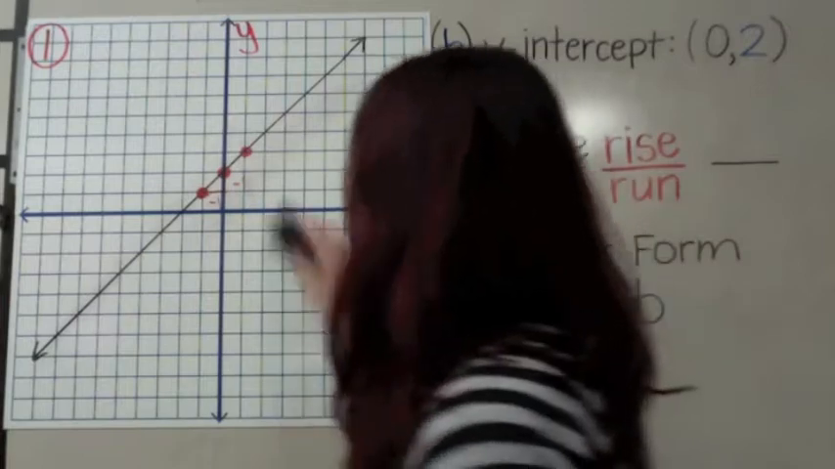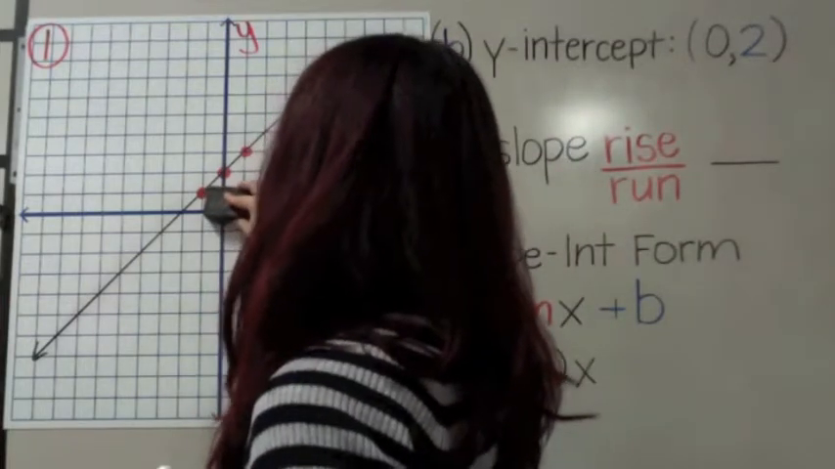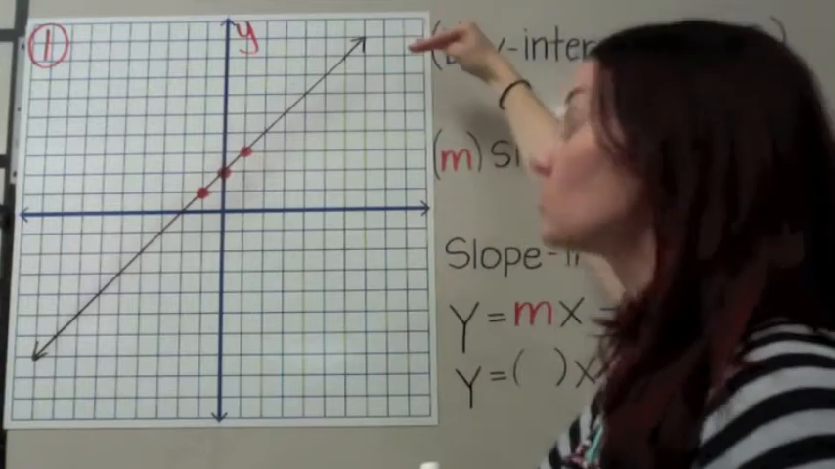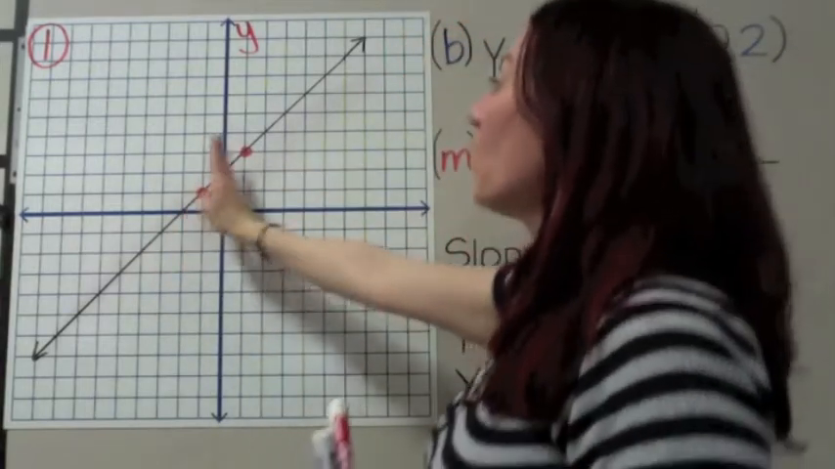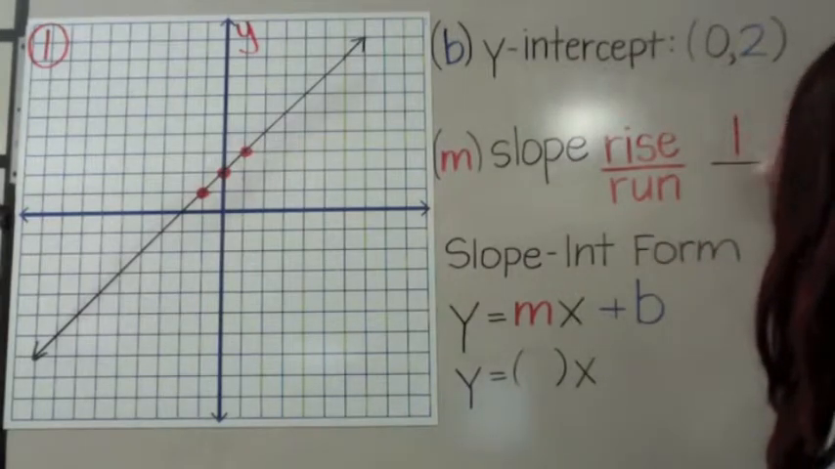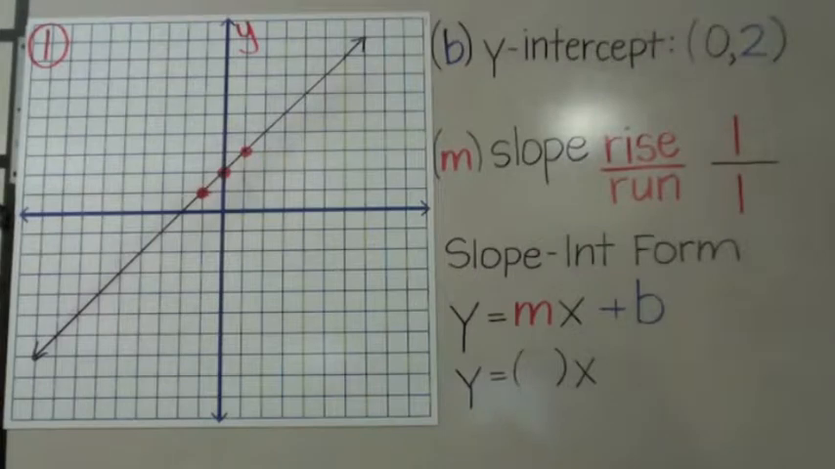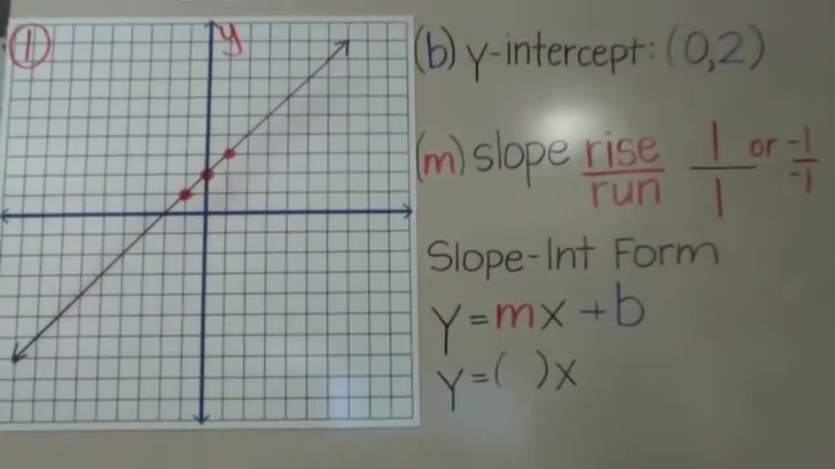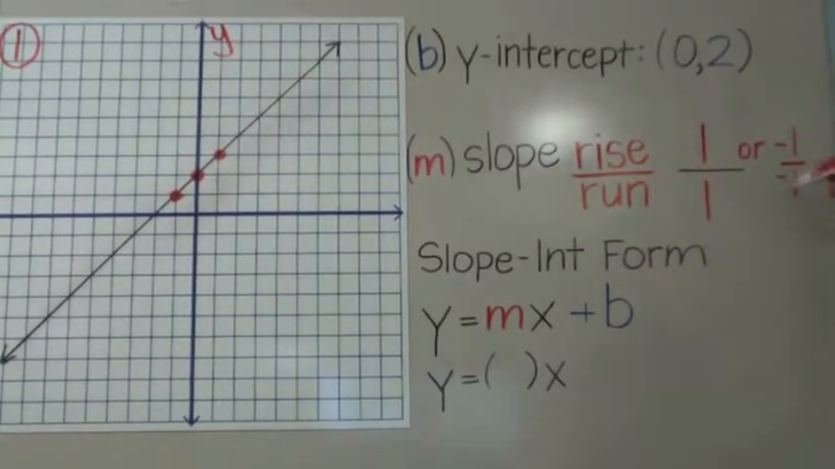So when we look at rise over run here, we have to recognize that this is a positive slope because it is going up 1 and over 1, right? So we're going to write 1 over 1. Now that is the same, just so that you know, as -1 over -1. Because what is negative divided by negative? Positive. So they're actually both 1. And 1 divided by 1 is 1, okay?